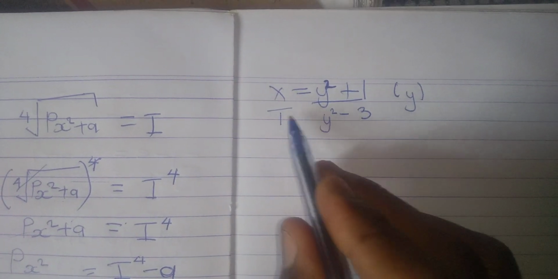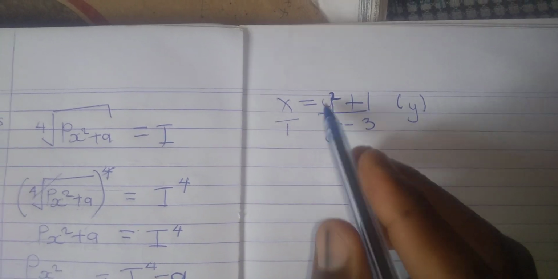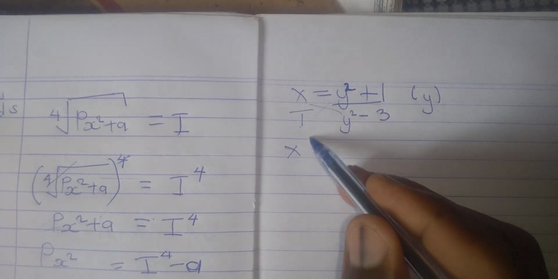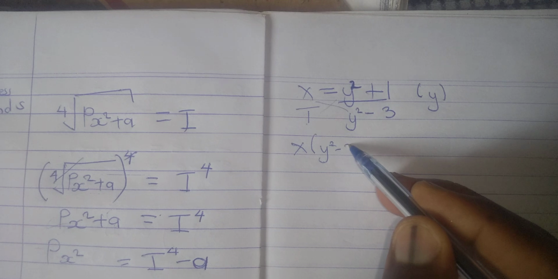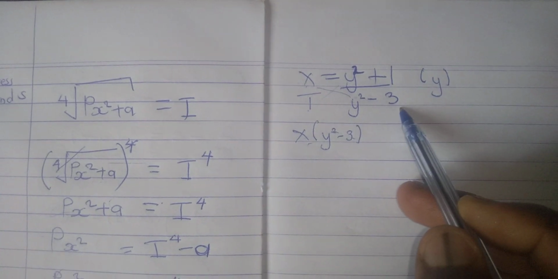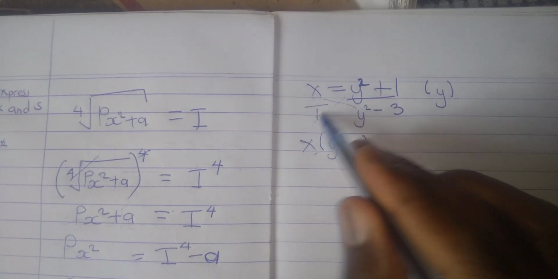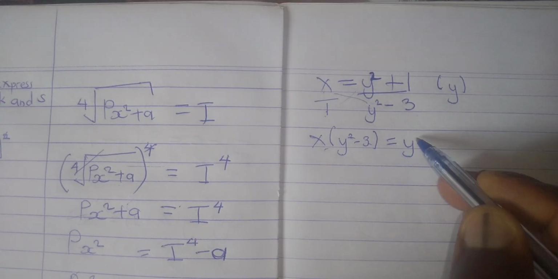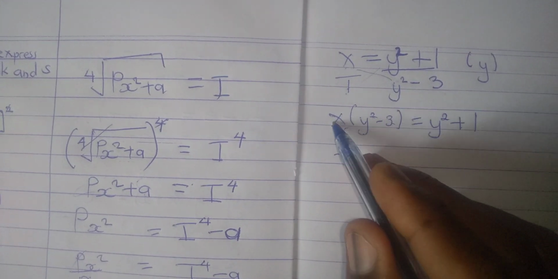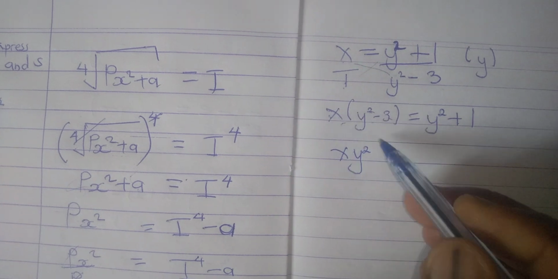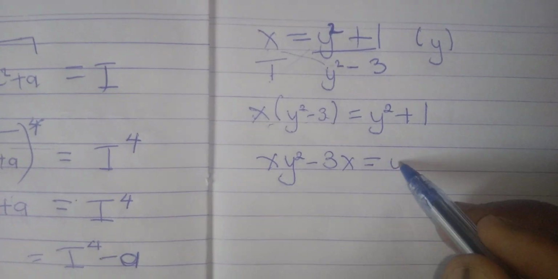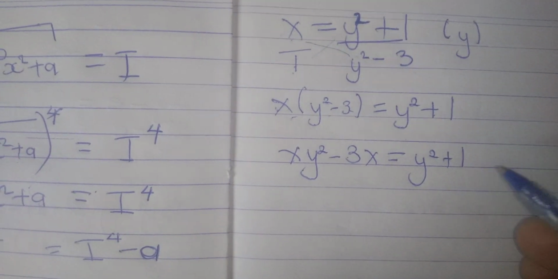Simply here we shall first cross multiply. Since it is an equal sign, I will only cross multiply this and this, then this and that. So we have x into y squared minus 3. This bracket I'm putting is simplifying multiplication of x, and this downward expression equals 1 times that, which will be the same, y squared plus 1. So x times this, we get xy squared. x times negative 3, we get negative 3x, equals y squared plus 1.